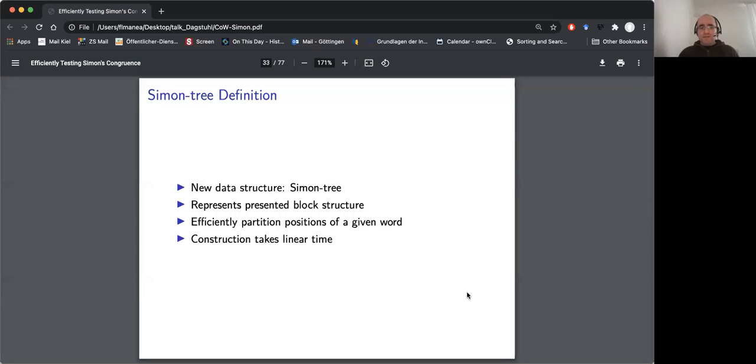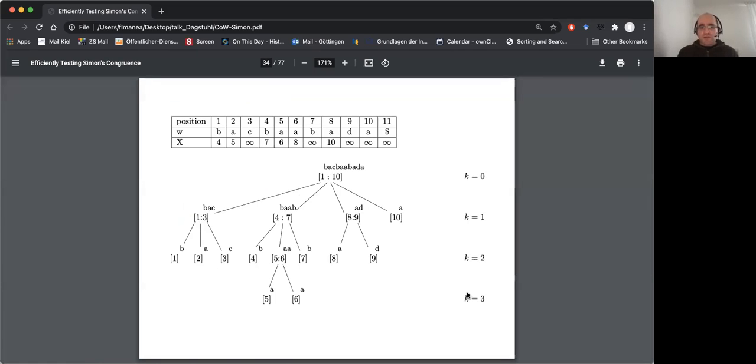Now we can define a tree which helps us represent these blocks. So we have a new data structure, the Simon tree. This represents the block structure: the blocks on level K have as children the blocks on level K plus 1 in which each of these blocks is partitioned. It also allows us to efficiently manage these blocks and the positions of the word. And nicely, it can be constructed in linear time. So for instance, for the word that we have seen, this is the Simon tree that we see.